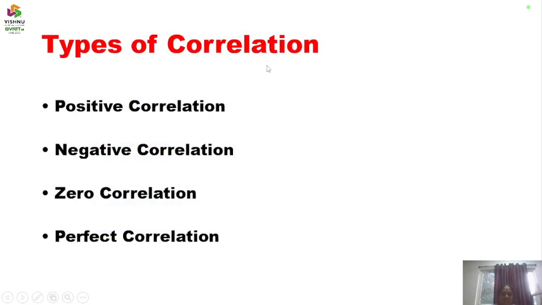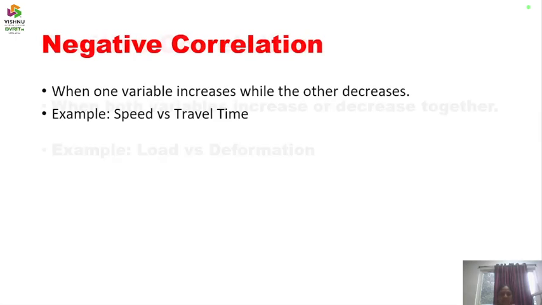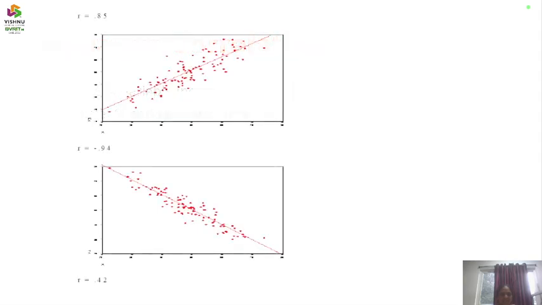Coming to the types of correlation: positive, negative, zero, perfect correlation. Positive correlation: both variables increase or decrease together. Then you can say it is a positive correlation. An example is load and deformation. Negative correlation: when one variable increases while the other decreases, for example speed and travel time, right? So here you can see the positive and here I kept the negative, right?